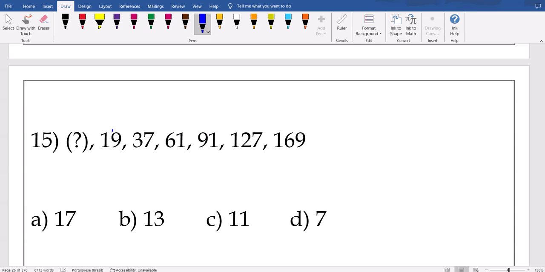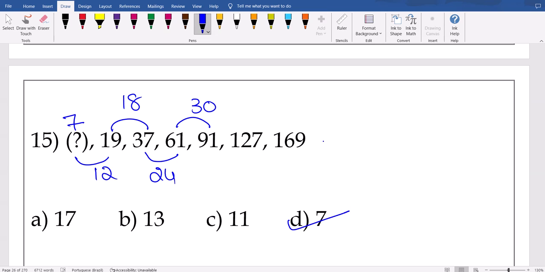We can go ahead. The difference is 18 here, 24, 30, which means here the difference should be 12. Then it should be 7. Here the difference is 36, here the difference will be 42. So the first unknown is 7. 7 plus 12 is 19. 19 plus 18 is 37. 37 plus 24 is 61. 61 plus.